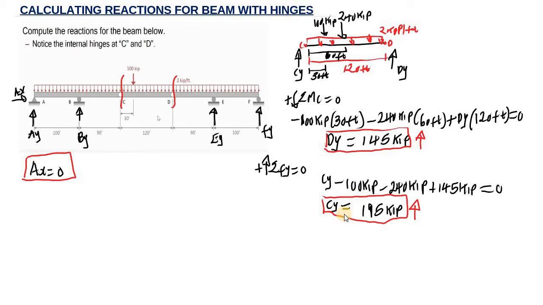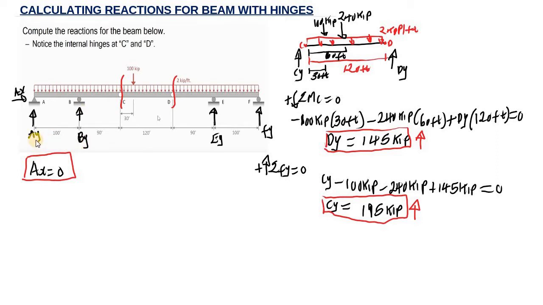We calculated for this because we want to calculate the support reaction, because if we don't know the internal forces, we won't be able to calculate this support reaction. So this is the reason we calculated the internal forces. Now we know the internal forces, we are going to use them to calculate the support reaction. So we are going to take a look at segment ABC so that we can calculate BY and AY.